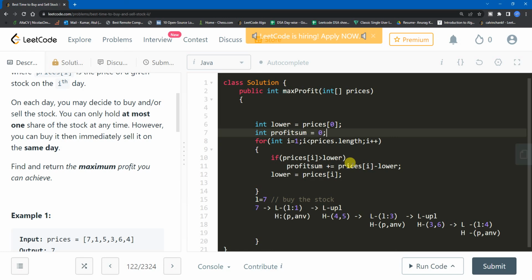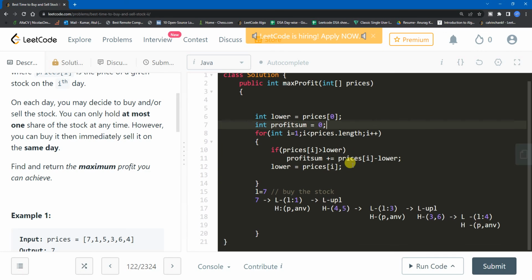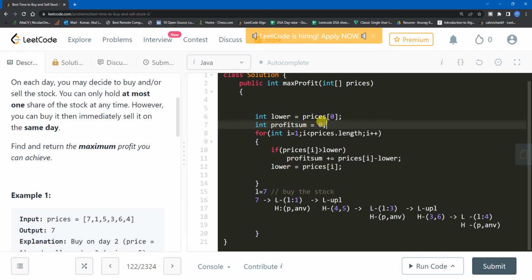Why 0? Because if the array is empty or has just a single element, then we don't have any profit, so the profit sum is 0. And suppose every next value is lower, then the profit sum is also 0. So if the array is in decreasing order, the profit sum is 0 there too.